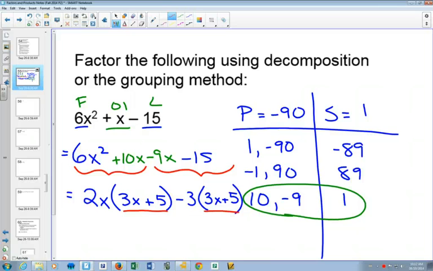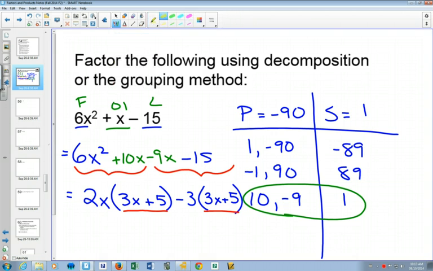The key is that those two binomials have to be the same. Because technically, what we have now is one big term here, subtract another big term there. And we can use common factor factoring one more time. Okay, this is sometimes harder to see.